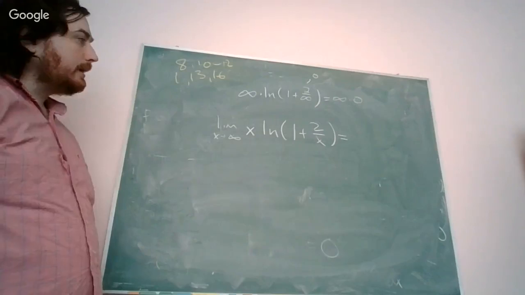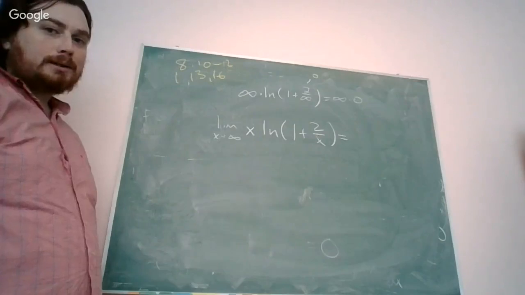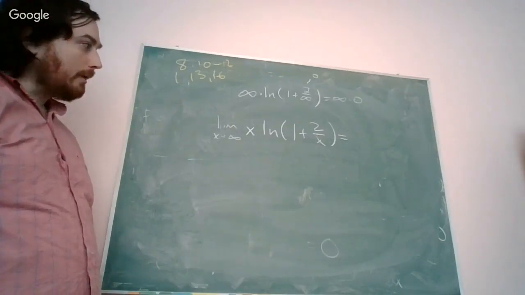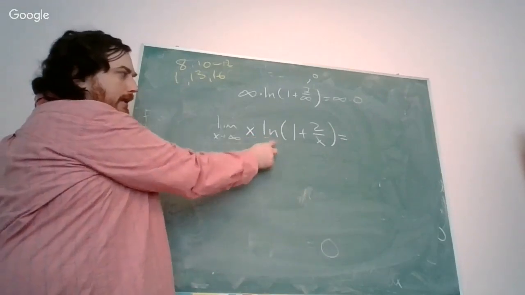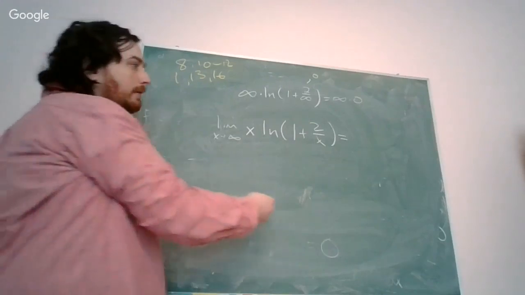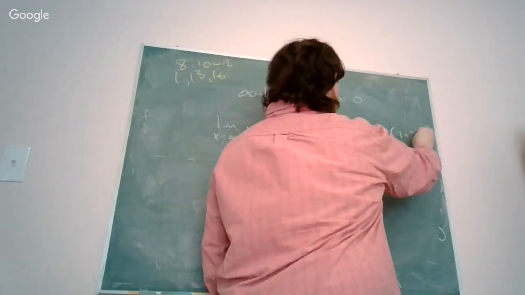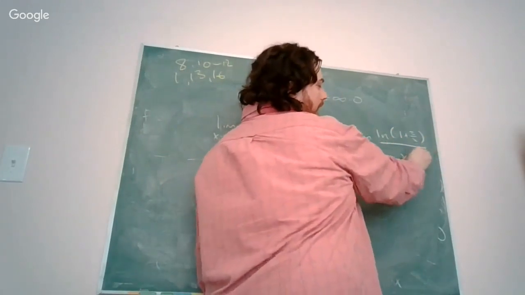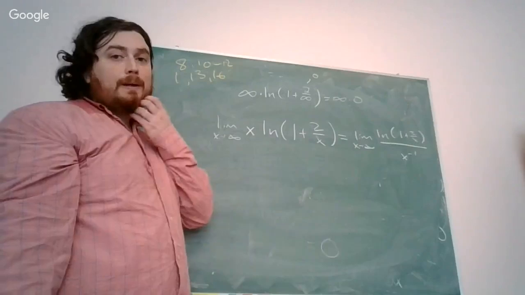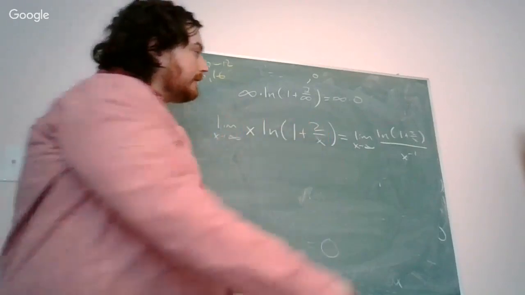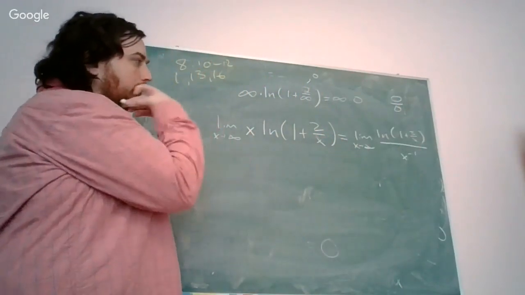So what we need to do instead is convert the product into a quotient by dividing by the reciprocal of one of these instead of multiplying. All right, now I'm just going to help you guys out here. There's a couple different cases. If you get x times natural log of x, which one should you put on the bottom? Well, for this one, what we're going to put on the bottom is x. We're going to get natural log of 1 plus 2 over x, over x to the negative 1. So instead of multiplying by x, we divide by x to the negative 1. That's the same thing. And so we've now got, in this case, 0 over 0, so we can use L'Hopital's rule.